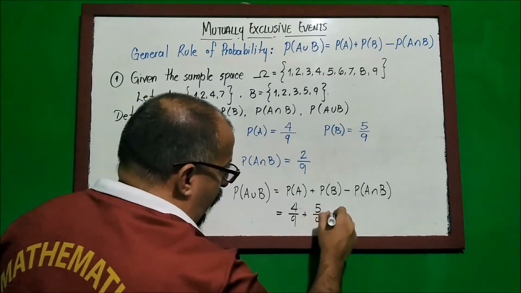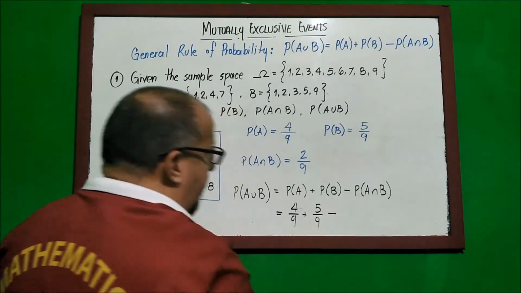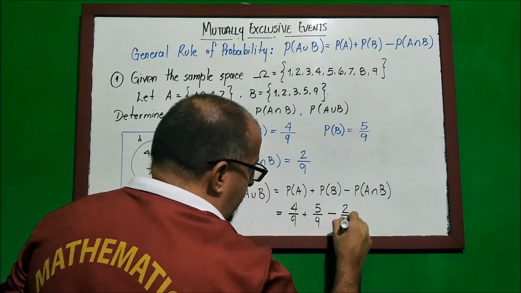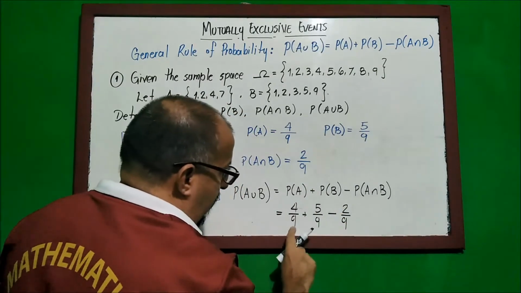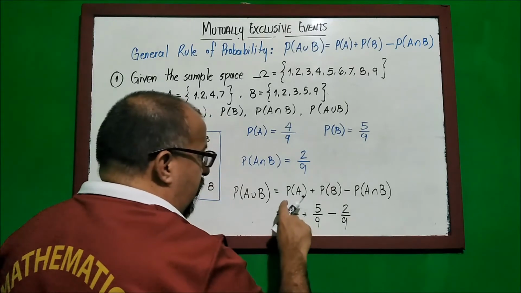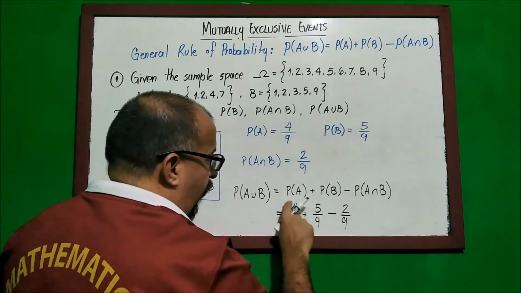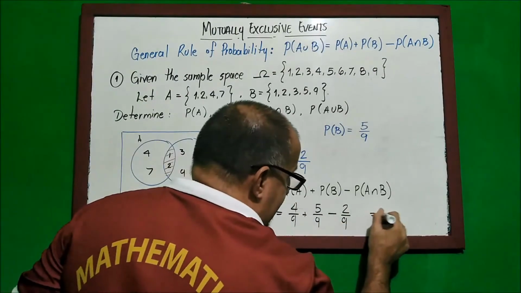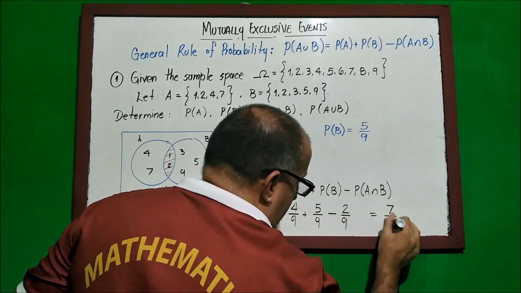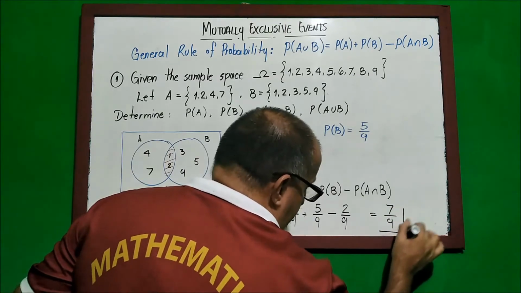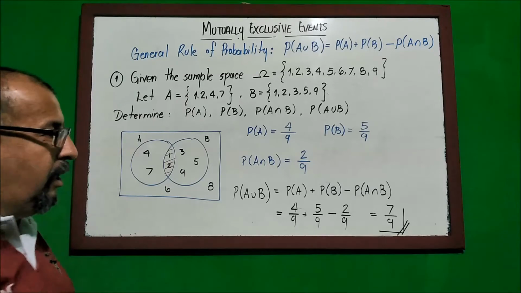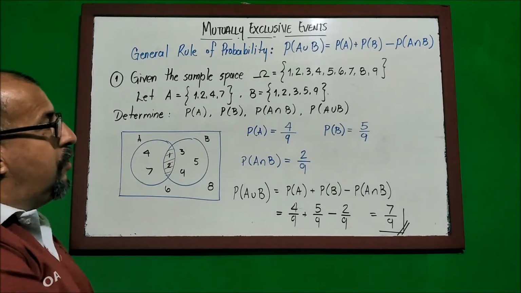And to this addition, we're going to subtract the value that corresponds to the intersection. So 2 over 9, and as you can see, since we have the same denominator, we just add them and subtract. 4 plus 5 will be 9, and 9 minus 2 will be equal to 7 over 9, and this is a fraction in simplest form. There we have the probability of A union B.